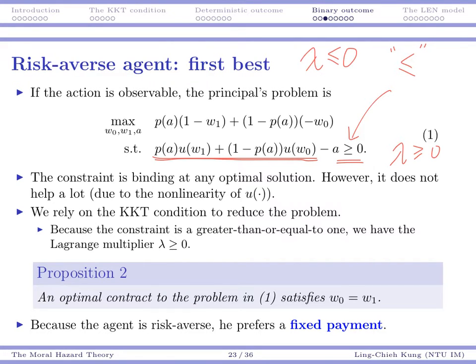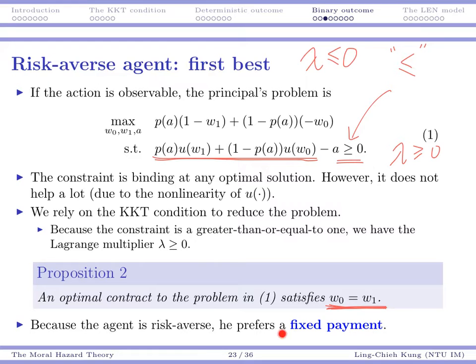But here, let me highlight the result. If I have an optimal plan that can solve the principal's first best problem, then I would have W0 equals W1. I will pay the agent a fixed payment. No matter what happens, no matter what the outcome is, the agent will get the same thing. Why is that? Well, the agent is risk averse, while the principal is risk neutral, right?